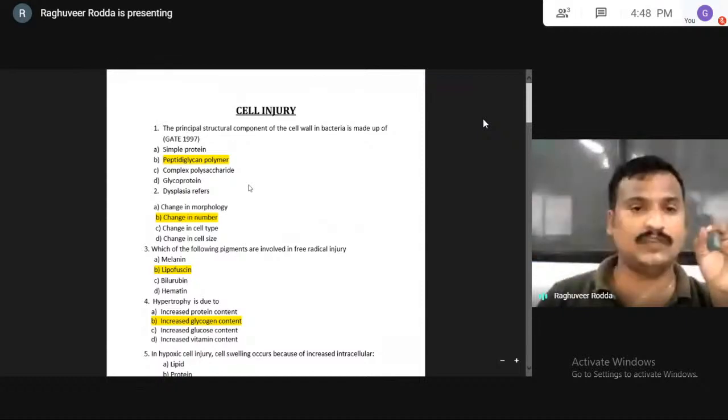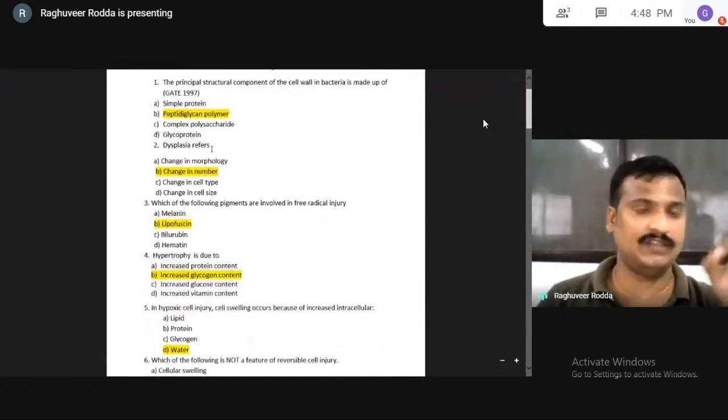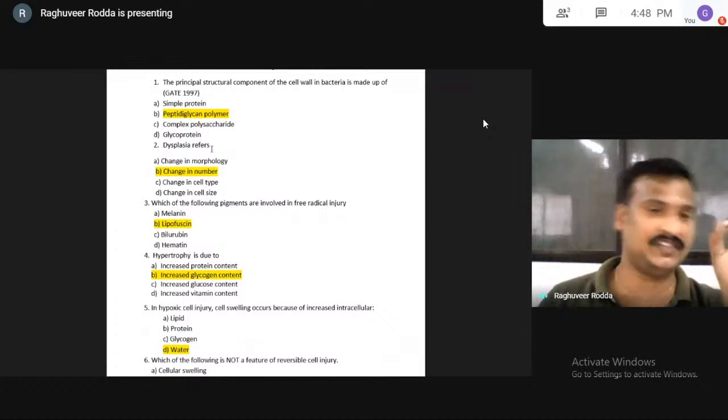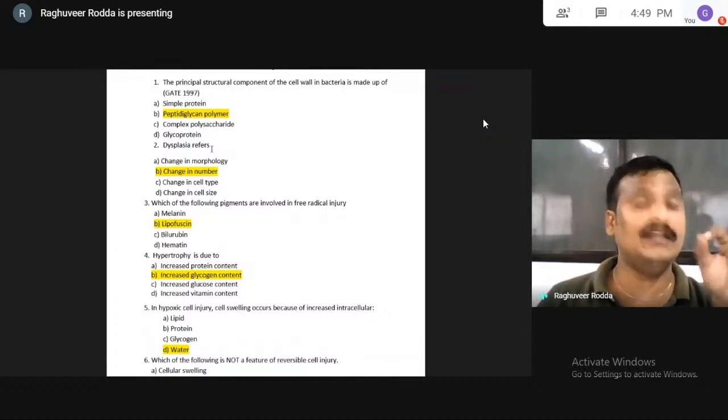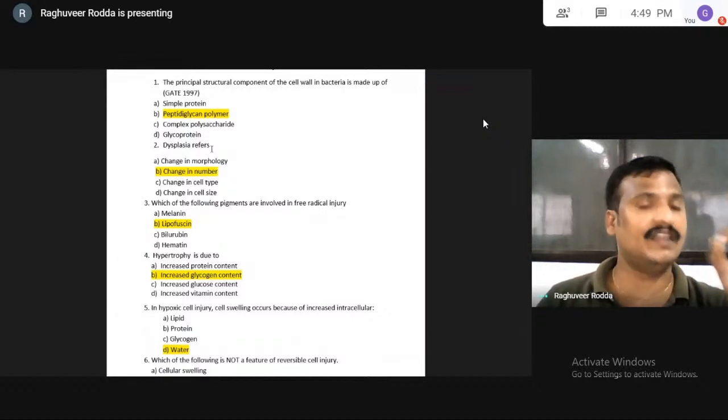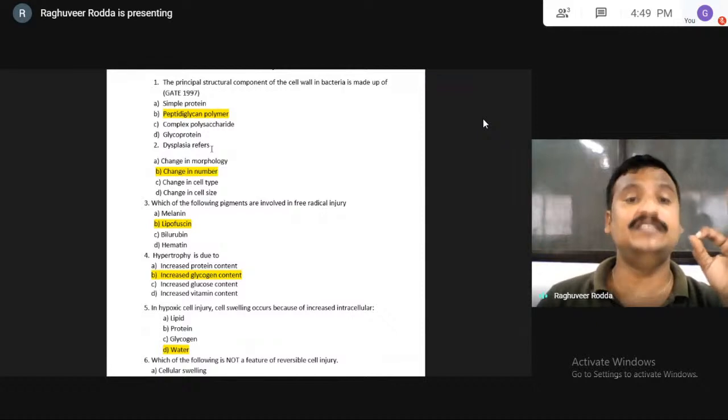And come to the next one, dysplasia. Just now I mentioned it; many people get confused about dysplasia. Dysplasia is similar to the hyperplasia condition. The difference between dysplasia and hyperplasia is that in hyperplasia the cell number will increase, and in dysplasia also the cell number will increase. But the pattern of arrangement, the architecture, of the cells is different.